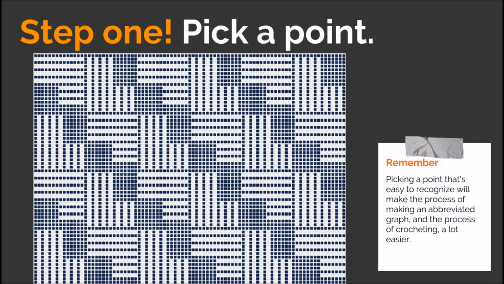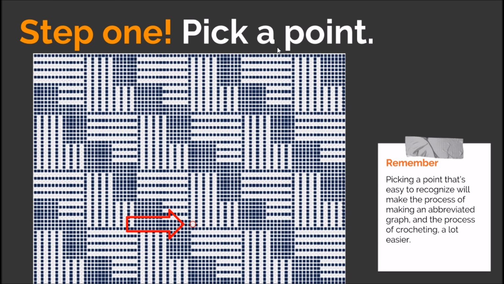Step 1 would be to pick a point on the graph. Picking a point that's easy to recognize will make the process of making an abbreviated graph and the process of crocheting a lot easier. I went with this stitch right here. I thought this was a good stitch to choose because it's at the bottom of this L shape here, which to me is a very recognizable shape.